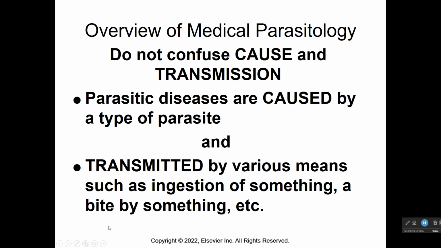We talked about this in bacteriology. We never want to confuse cause and transmission. A disease is caused by a type of parasite. Back in microbiology, we talked about diseases being caused by the bacteria. Transmission is the way that we get sick from the disease, or the way we get it. We ingest it, we're bitten by something, it's injected into our body, various ways that the parasite can be transmitted to us so that we become sick.